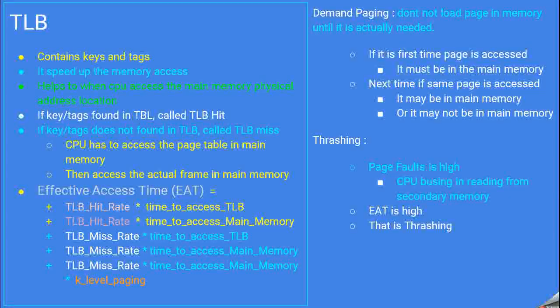page table. If I have a multi-level page table, it will go to the first page table, then the second page table, and then the third page table. Or if it is a two level page table, first page table, and then main memory. So k level paging means if it is a single level, k is 1. If it is a two level, k is 2. So the number of levels we have in a page table, that factor will be multiplied with the cost of accessing, because ultimately we are calculating how much time we are investing to reach the actual data block the CPU wants to read.